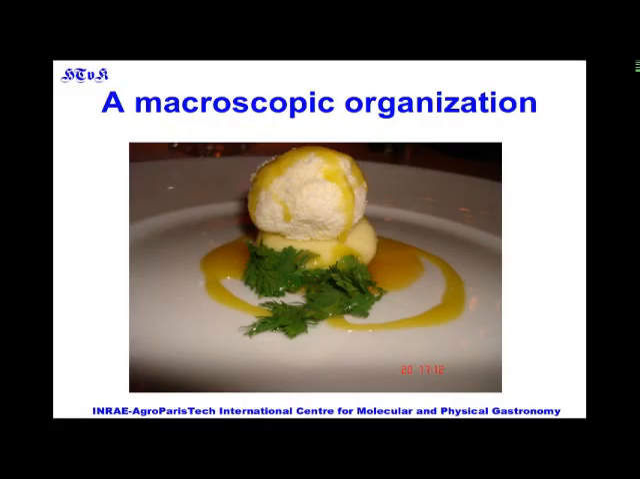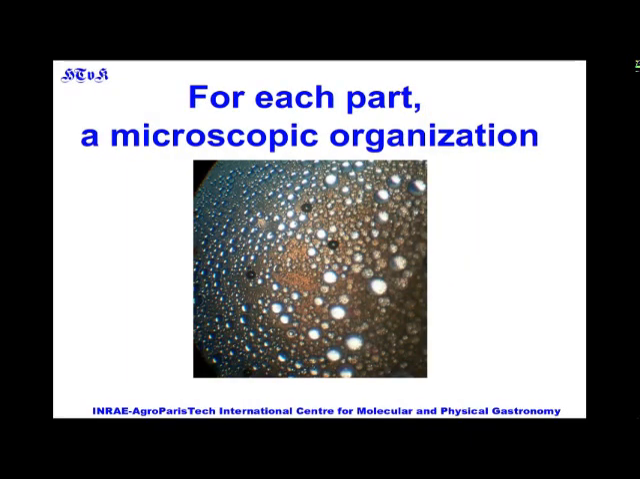First, we use the macroscopic organization. We just describe what we see with our eyes. From top to bottom, we see a sauce, a creamy bowl, a yellow bowl, herbs, and the sauce again. Okay. If we use a microscope to look at any part, we will see something different, of course. And for example, for the sauce, here is the microscopic organization.